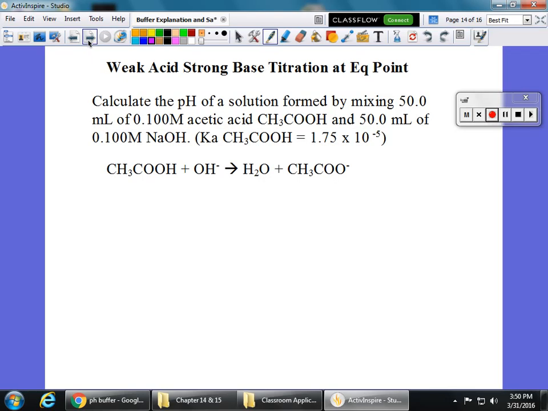I'm going to pause there, and I'm going to come back and do this last one. The last one we're going to look at is what happens when we are at the equivalence point. How are we going to calculate that pH?